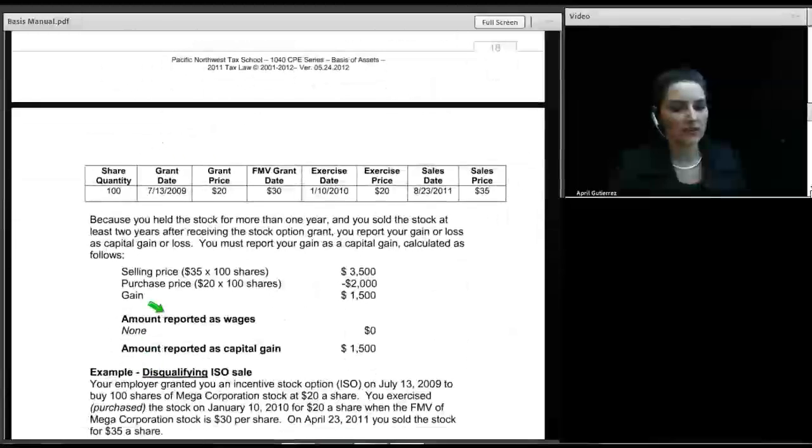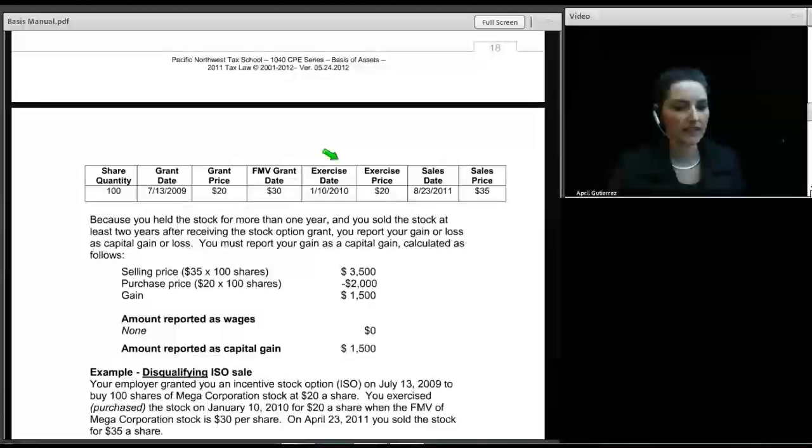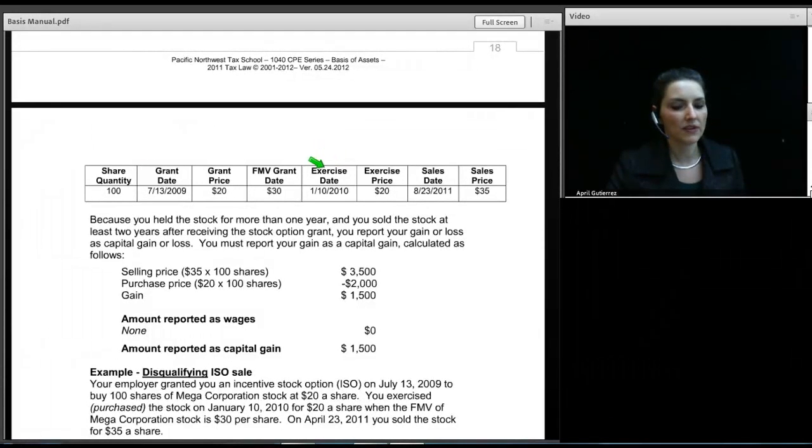So I've got a table here that kind of lines those dates up and makes it easier to see them. We've got the grant date and the grant price, the fair market value on the grant date, and the exercise date. And so we'll see that the exercise and the grant date are only a few months apart, and I cannot sell within a year of this date, and I can't sell within 2 years of that date. So I go over and I say, what date do I sell? If I sell on August 23, 2011, I'm good. I'm more than a year after this date, and I'm more than 2 years after that date. So this is a qualifying sale.